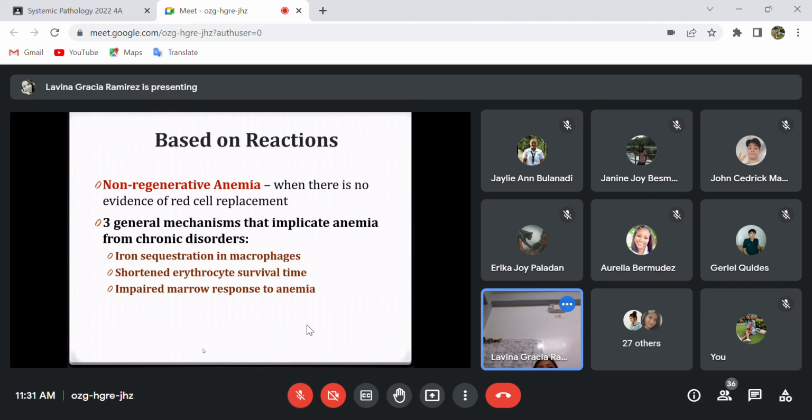That's why the iron is supplemented. Usually it is supplemented. Okay, shorter erythrocyte survival time. So, this now enters hemolysis or the hemolytic type of anemia, and an impaired marrow response to anemia. So, we can adopt the pathophysiology of the myeloproliferative and your aplastic type of anemia. So these are the three general mechanisms that could implicate non-regenerative anemia, especially if the animal is exposed to a lot of these conditions.